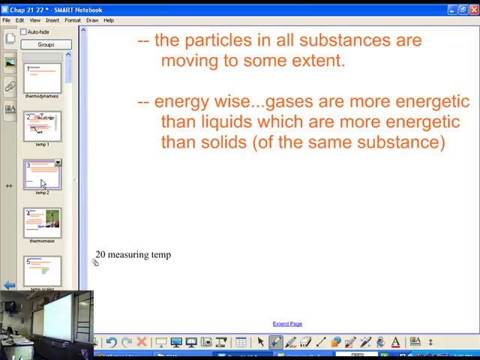If you have a liquid, they're all moving around together. Gases, they're all moving around. Now, for energy, if you're talking about the same substance, a gas is going to be more energetic than a liquid. It's going to be moving a lot faster. More kinetic energy, remember, energy of motion. Liquids are going to be more energetic than solids. So for water, gaseous water, steam, has more energy than liquid water. Liquid water has more energy than solid water, even if they're at the same temperature.